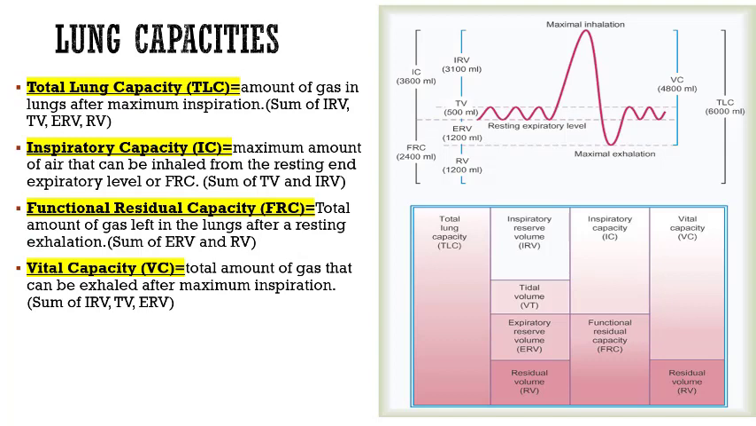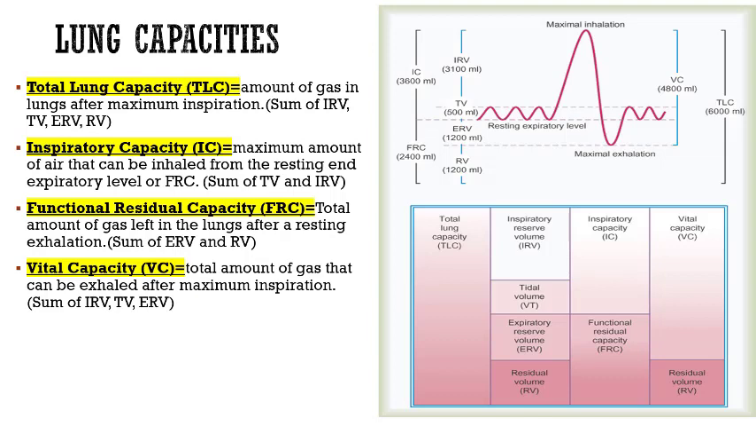Your capacities, the lung capacities that you guys have to know, are just made up of the individual lung volumes that we just defined. So a capacity is having more than one volume in it. Your total lung capacity is the amount of gas in your lungs after maximum inspiration. So taking in the biggest breath of air that you can, it's going to be the sum of your inspiratory reserve volume, your tidal volume, your expiratory reserve volume, and your residual volume. All of the volumes in your lungs make up your total lung capacity. It's absolutely the most that your lung can hold.